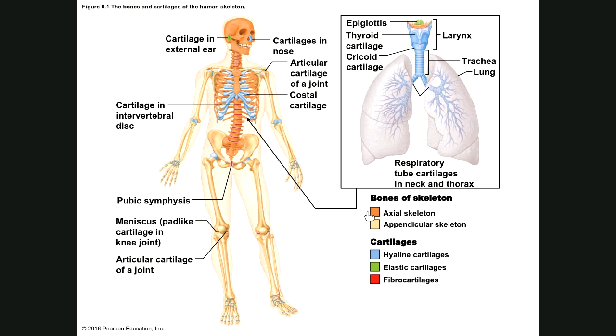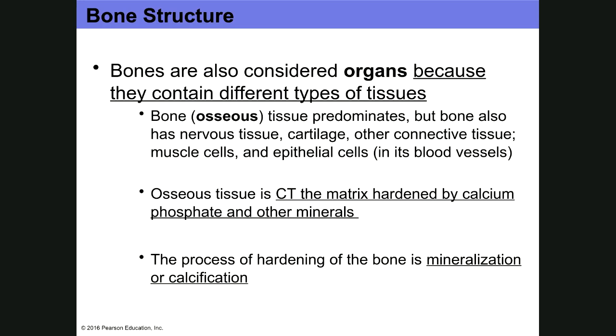And then again, this is color coded so that you can see which part is the axial skeleton, which you can see is basically the torso plus the skull. And then the rest is appendicular skeleton. So bones you can also classify as organs.